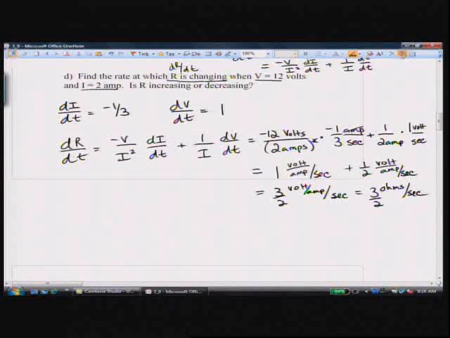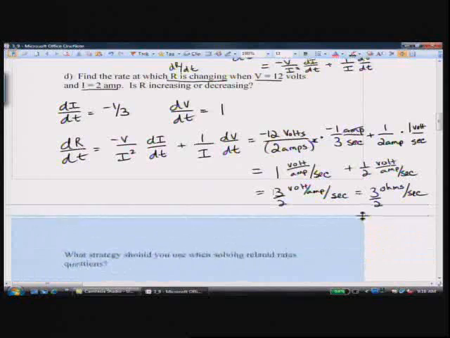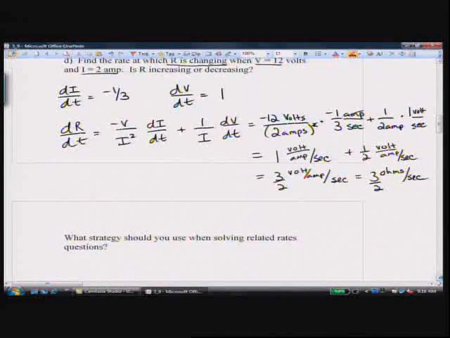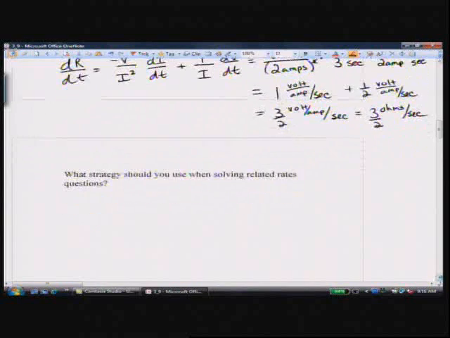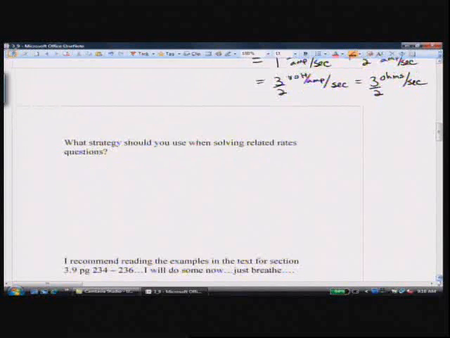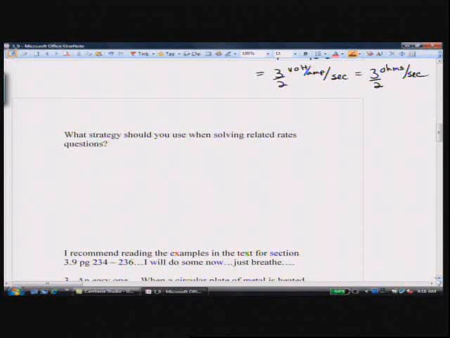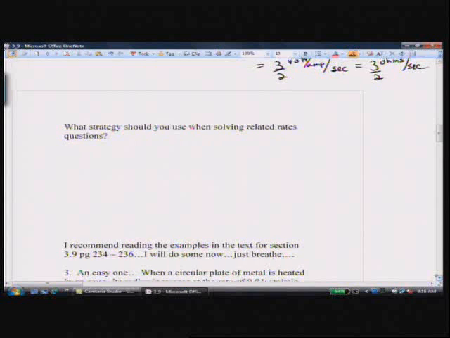I'm falling apart. I need to drink some coffee. Okay. Strategy. What strategy should you use when solving related rate questions? I think it's a good idea to find someone else who really likes science and just ask them to do the problem for you. It's a good strategy. I don't know. All right, now what you should do, you should always breathe and you should be like, I love these problems. They're so much fun because I get to show you how much I know.